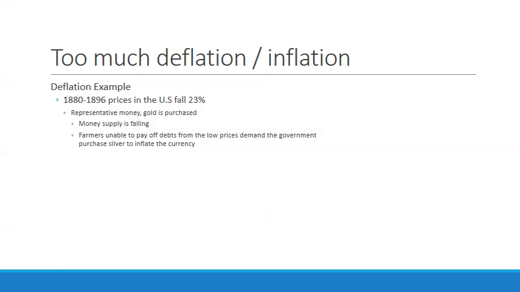Well, the problem with inflating the currency is that the government just can't produce gold. It's just impossible, of course. So if there's not gold that can be used and pushed into reserves, then what they want the government to do is to purchase silver. And purchasing silver would then inflate the currency and help to generate a larger supply of money in the economy.